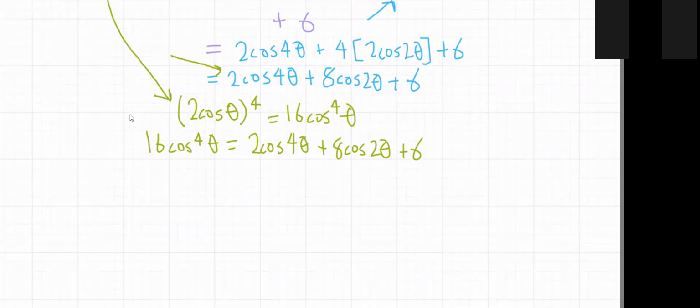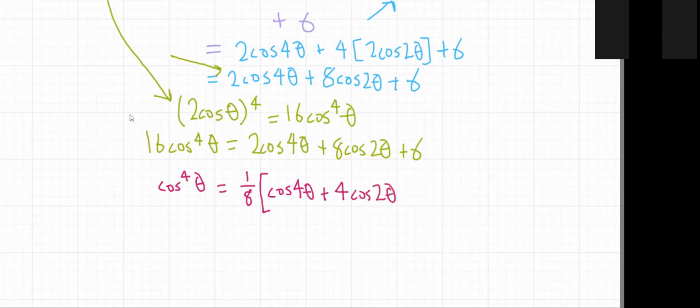And now we have cos 4 theta divided by 16. This is the same as writing 1 over 8 of, so 2 divided by 16 is 1 over 8, so we have cos 4 theta here. And 8 divided by 16 is a half, so we have 4 cos 2 theta here. And 6 divided by 16 is the same as 3 over 8, so we have 3 over here.